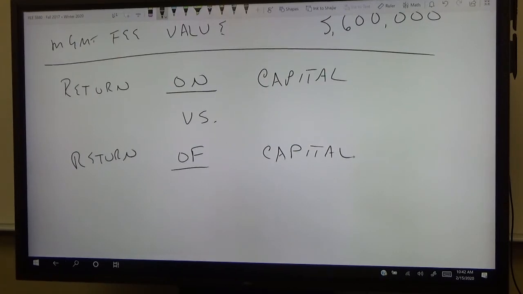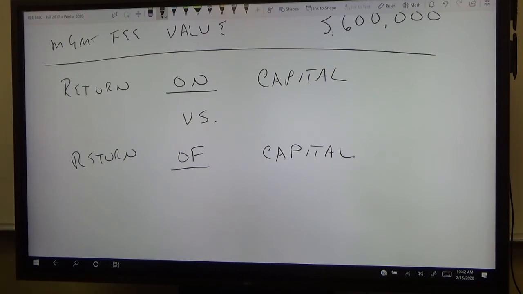All right, let's say that I have invested $100,000 in a property, and I generate operating income of $10,000 a year. Is that return of capital or return on capital? That's return on capital. That's operating income that I am receiving, and so that's a return on my investment, a return on the capital that I've invested.